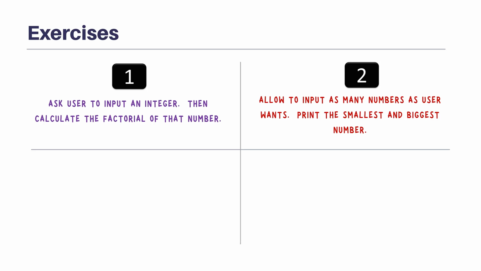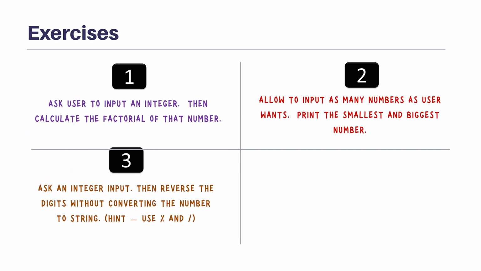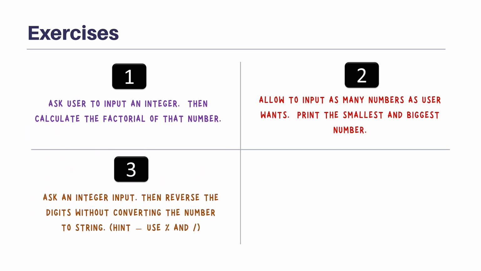In the second exercise, allow user to provide as many numbers as user wants. Once user is done providing the numbers, print the smallest number and the biggest number. In the third exercise, ask user to input an integer, then reverse the digits of that number. For example, if user enters 1, 2, 3, then the output should be 3, 2, 1. Here, we do not need to perform string operations. Try to convert the input number to integer and then use modulus operator and division operator.